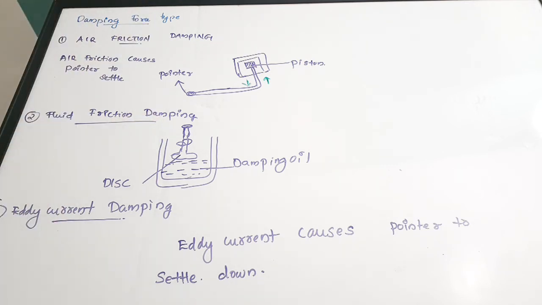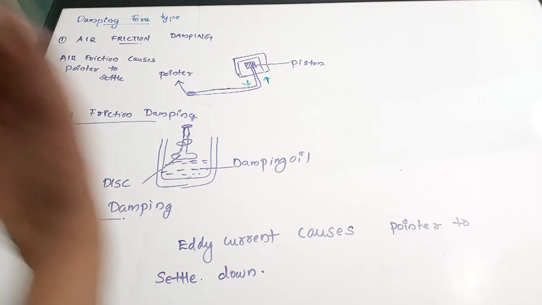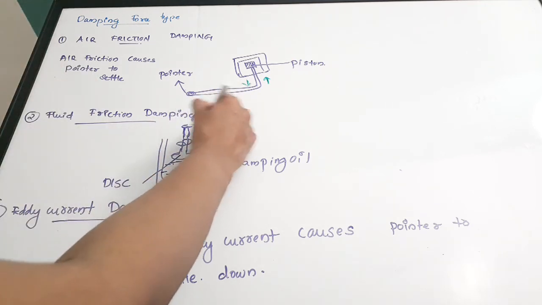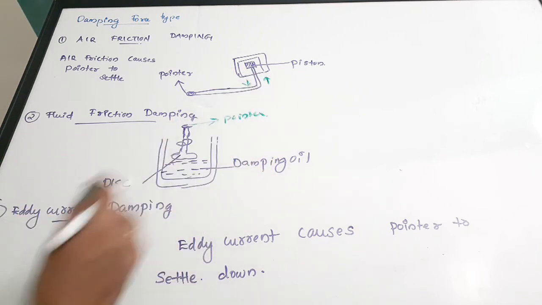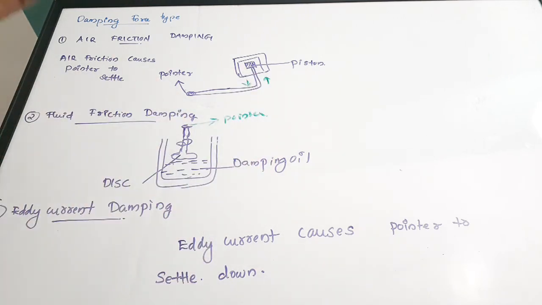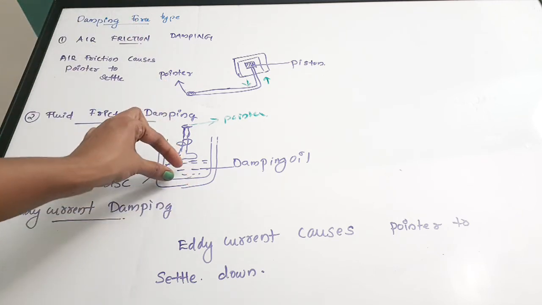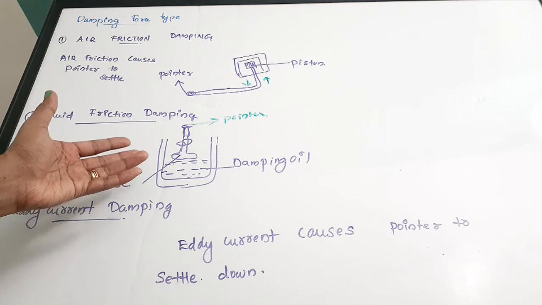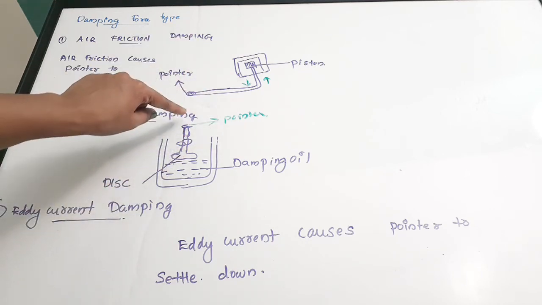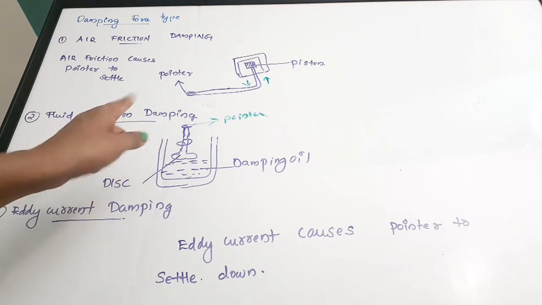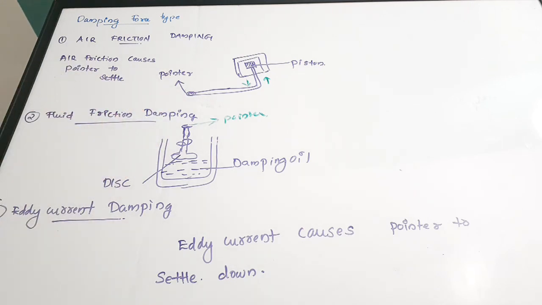Second one is the fluid friction damping system. So here the working is exactly the same. The only difference is that in place of air, we are actually using some damping oil. And we are placing a disc above this damping oil and we are connecting the pointer here. So here will be the pointer. So what happens when the pointer is moving, the disc will move down. The pressure will get built up inside. Then when the pointer is not moving, the piston moves back. The pointer will go back to the steady state. Okay, so these are actually very simple explanations of the working of these types of systems.